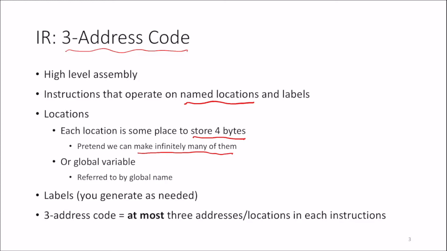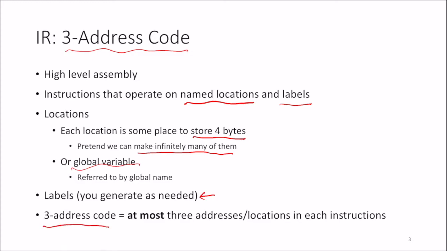The other thing that you can do is assign a label, and a label is just a target for a go-to statement. You can also have global variables, which are referred to by a global name. As we've seen, these global variables are stored in a separate memory location and can be accessed anywhere in the code. The labels are generated as needed. Anytime we need a target for a go-to statement, we can generate a label.